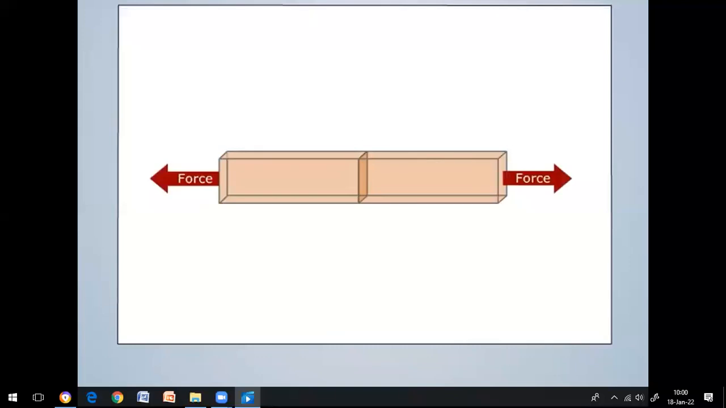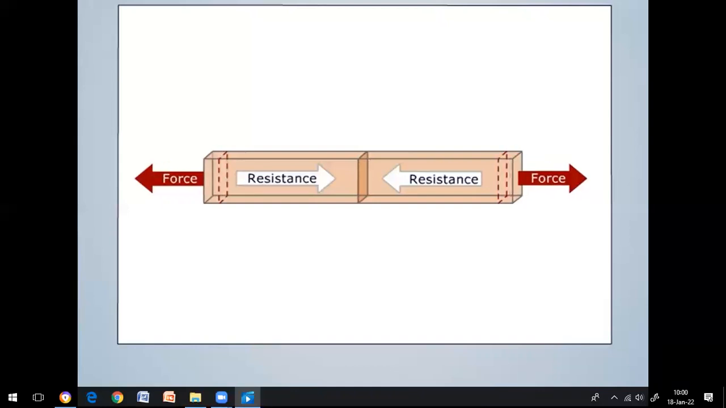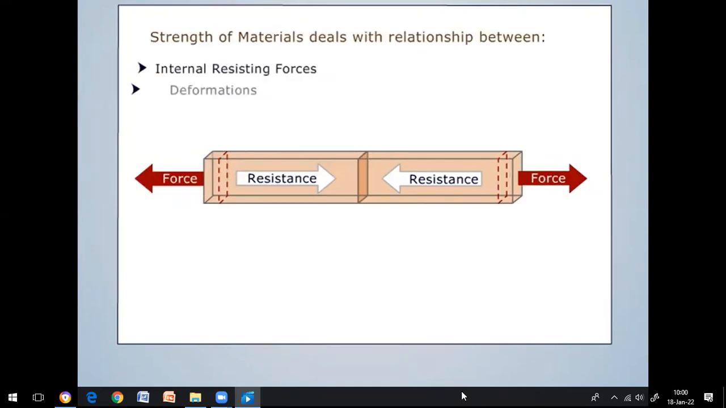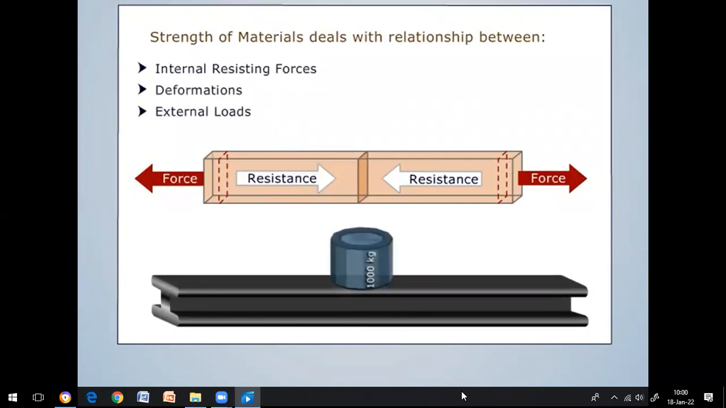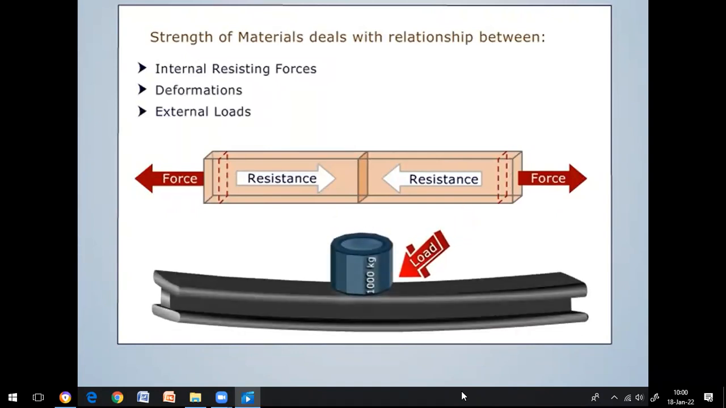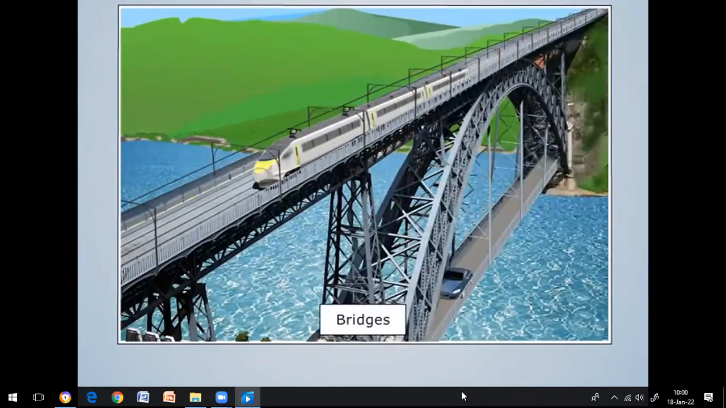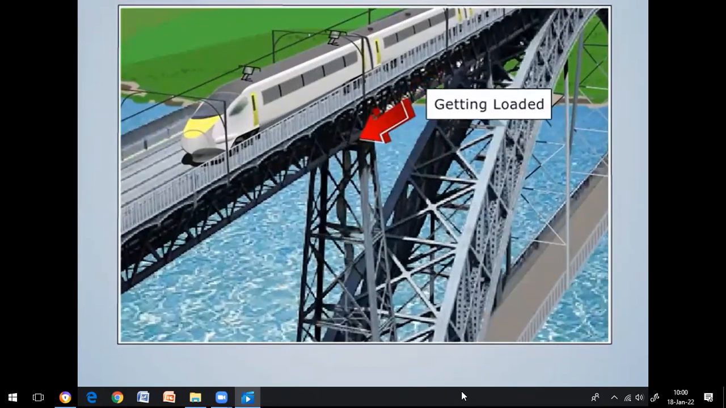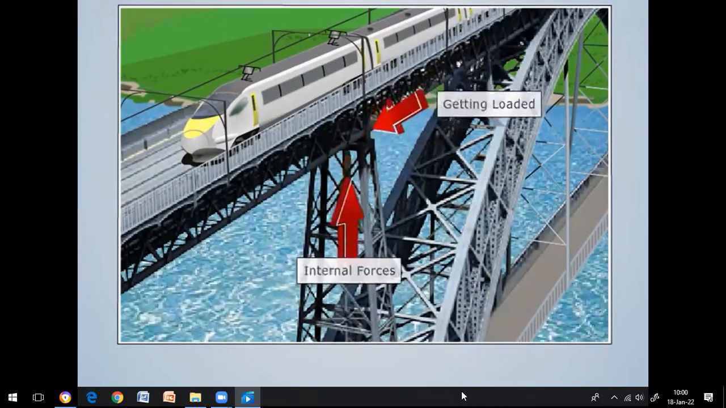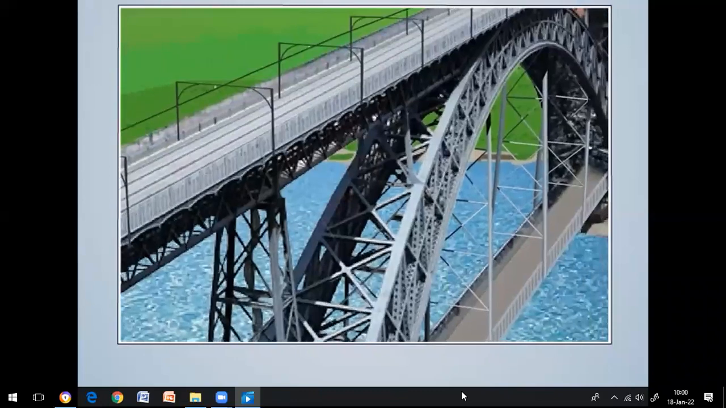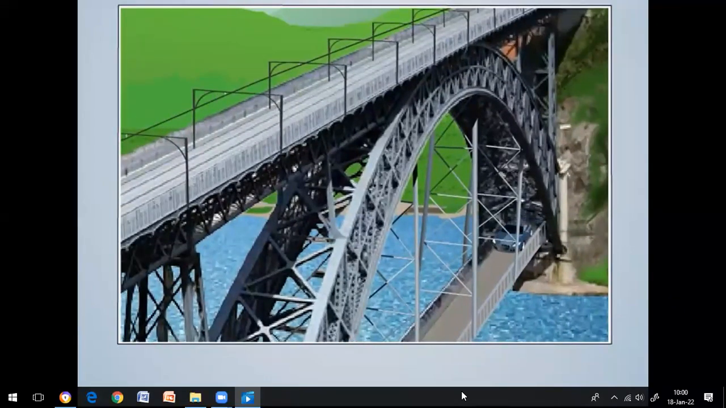If an external force is applied on a material, it will have some internal resisting force and may deform. The subject of strength of materials deals with relationship between internal resisting forces, deformations, and external loads. Structural elements of the bridge, which are getting loaded, develop internal forces. These internal forces are known as stresses. Simplest form of stress is either tensile or compressive in nature.